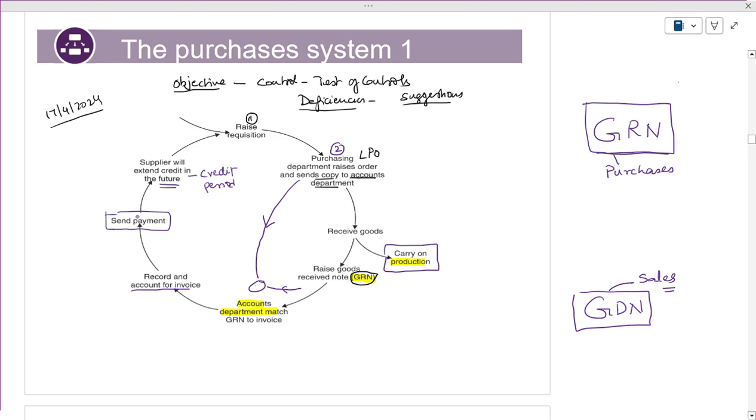Now what is happening? Everywhere the rule says objective, control and test of controls. I am telling you again, in the next few slides we will do an examination question also. Everywhere you are testing, they will not give you all the things. You will have 1, 2, 3, 4, 5, 6, 7, 8 controls, but they will not give all 8.